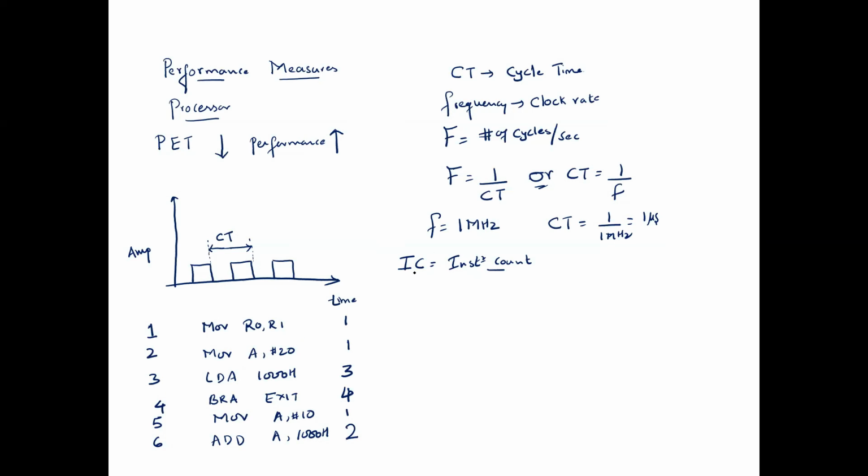So this is just a random cycle time I have given for each instruction. Okay, so now what is IC? Here you need to count the number of instructions in a program. Now how many instructions do we have? 6. So the instruction count value will become 6. Okay, so that is the meaning of instruction count.